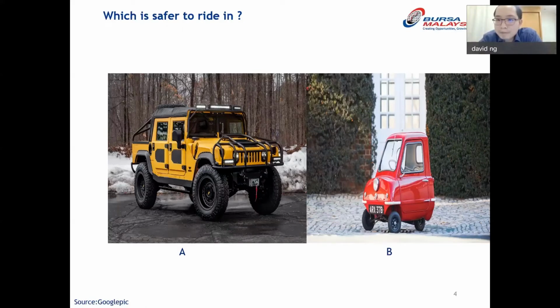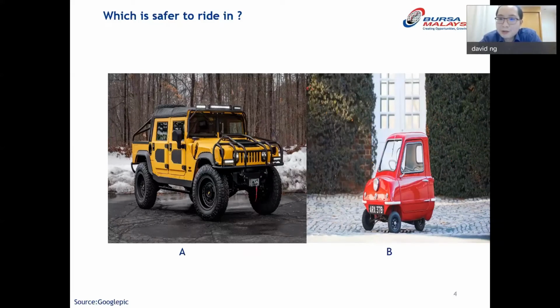Yeah, I see a lot of responses coming in as A. Just for the audience's benefit, A is a Hummer. It's a very tough vehicle. B is one of the smallest vehicles in the world. It's called the P50, and I think it's only available in the European market.